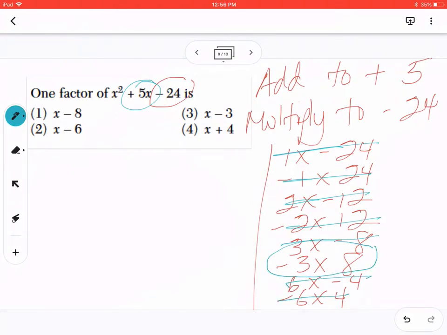The pair of integers that we want to use are negative 3 and 8, meaning that we need to put x as the variable first, and then put minus 3, and put x as the variable first, and then put the positive 8.